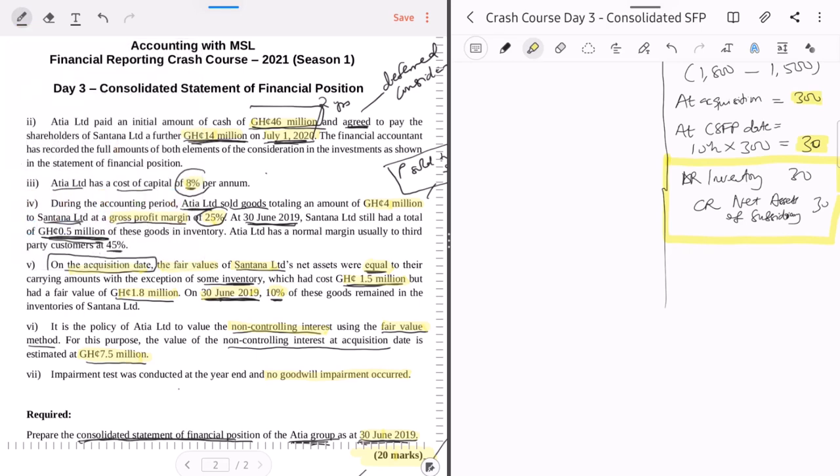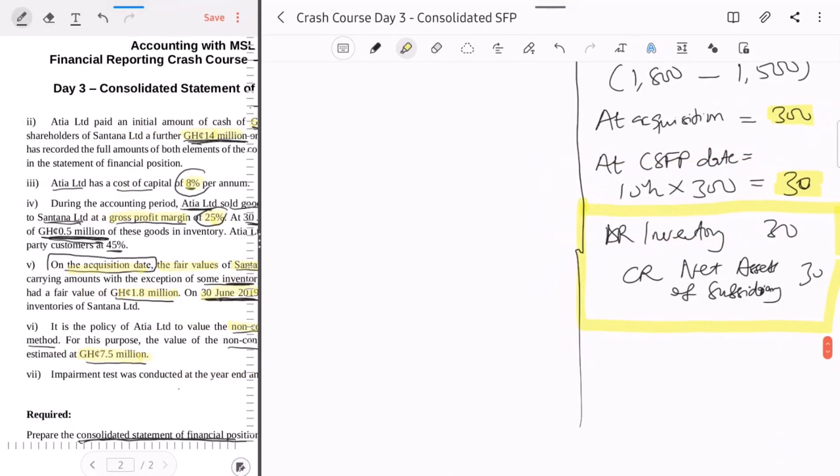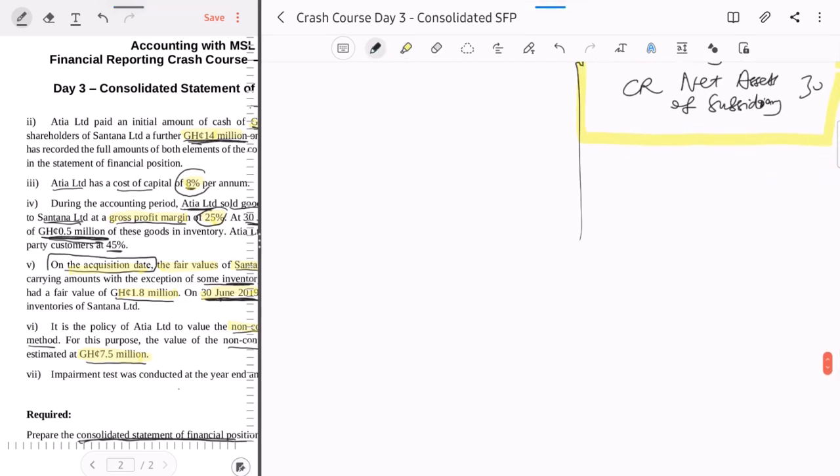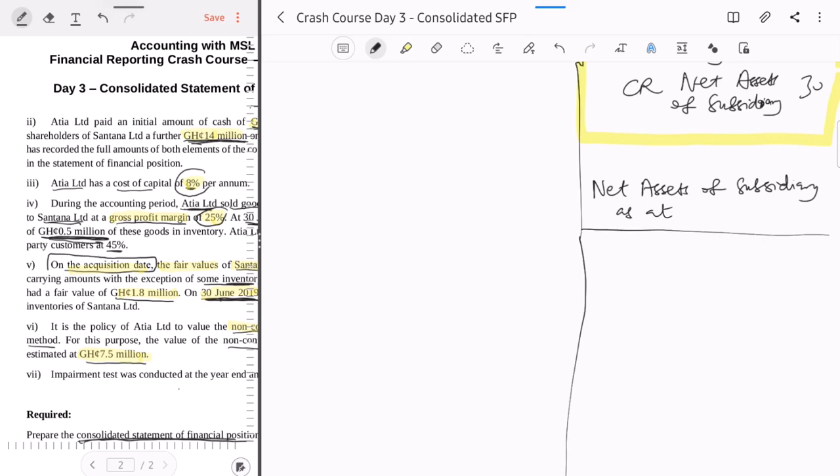You can see that now that I have all my adjustments done, I can comfortably say I'm preparing my net assets, right? So this is what I do. I say net assets of subsidiary as at two dates, right? As at acquisition date, and then as at CSFP date. Some books will say as at acquisition date, some will say as at reporting date, right? I'm using acquisition and CSFP date. It's the same thing.